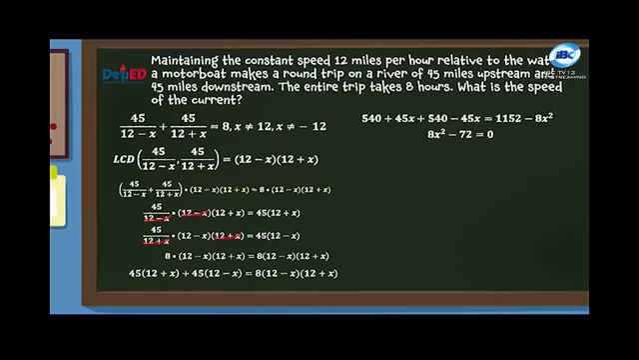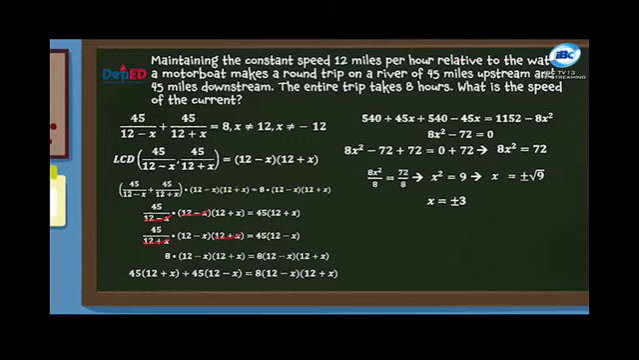We isolate the term with the variable by increasing both sides by 72. Hence, we have the equation 8x squared equals 72. We then divide both sides by 8, the coefficient in the quadratic term. The result is the equation x squared equals 9. Upon extracting square root, x must be equal to positive or negative square root of 9, and we must get that x is equal to positive or negative 3.